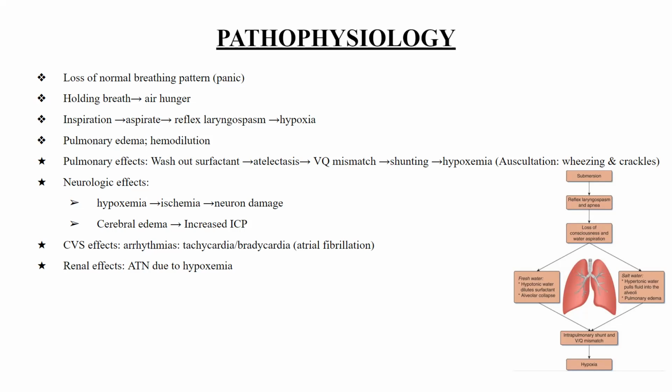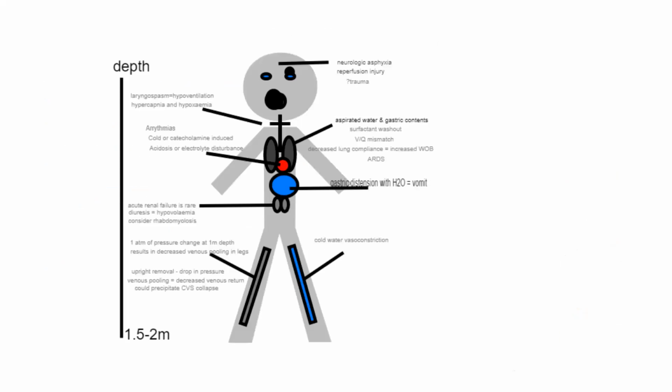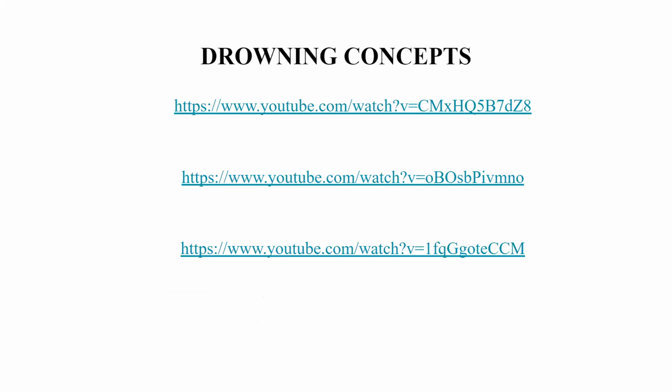leads to atrial fibrillation. Renal effects: ATN due to hypoxemia, which is the death of the tissue in the kidneys, which leads to kidney dysfunction. This is a diagram annotating what usually occurs in different parts of the body within a drowning victim. Now we'll have some videos that could help further explain the topic.